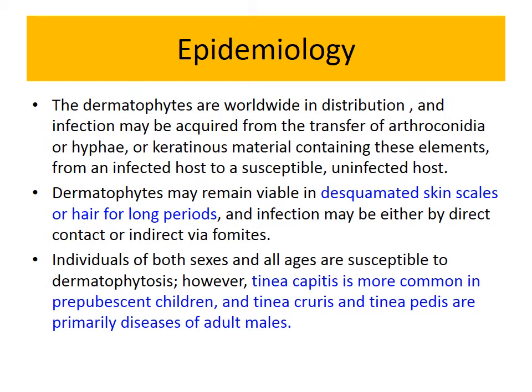And again, you can see tinea capitis, the tinea of the eyes, face, and the scalp, is very common in prepubescent children. And again, you will see many times, especially acne and some of the hormonal changes that we normally see in the skin. Tinea cruris and tinea pedis are primarily diseases of the adult males, again, because of the groin infection and because of the moisture in the perineal area.